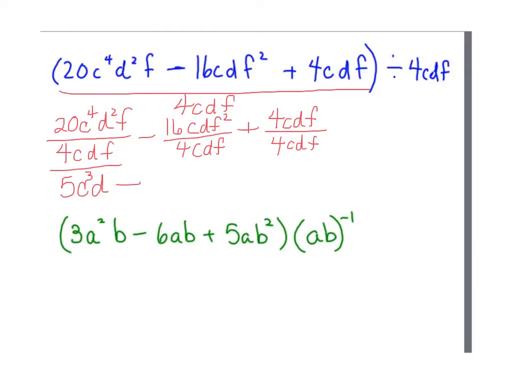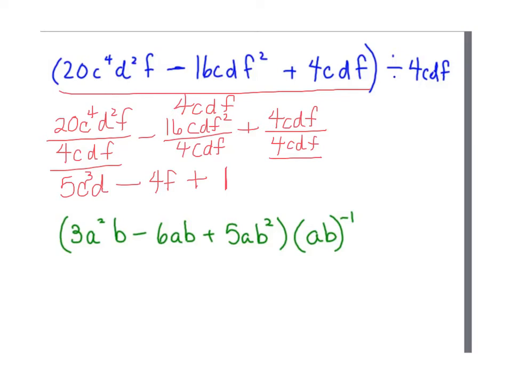In the next one, I have 16 divided by 4, which is 4. The c and the d both cancel. I have one more f on top than I do on bottom. That's 4f. And then plus, if you'll look here, all of these cancel, a form of 1. So that's actually 1, and that's the answer.